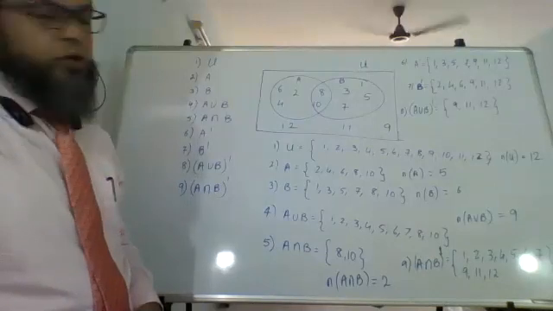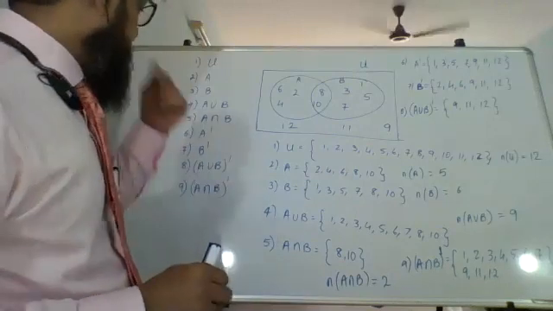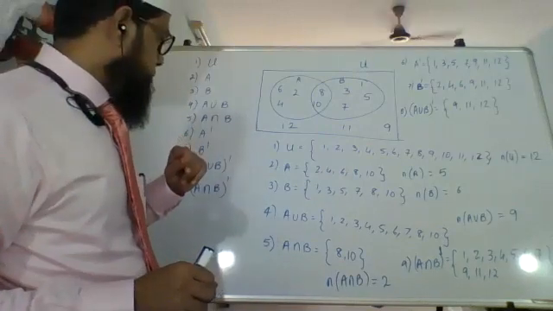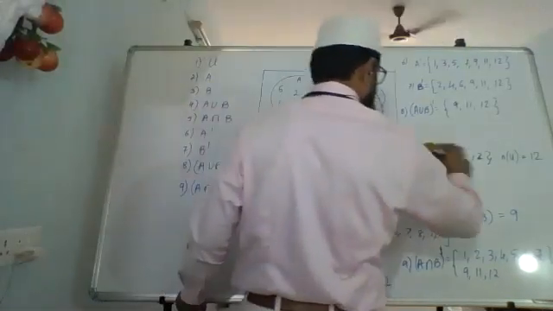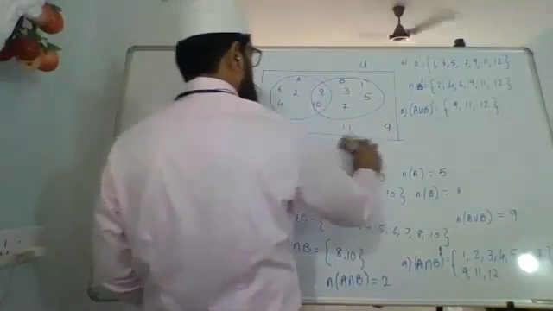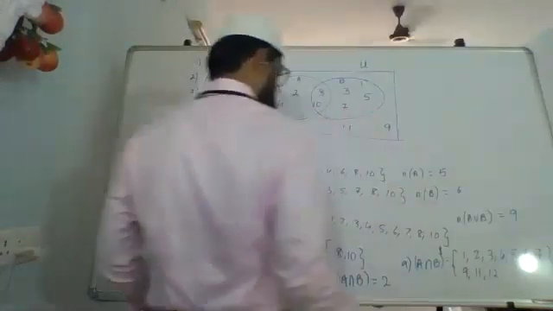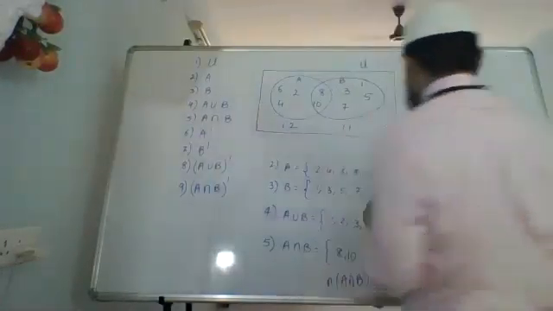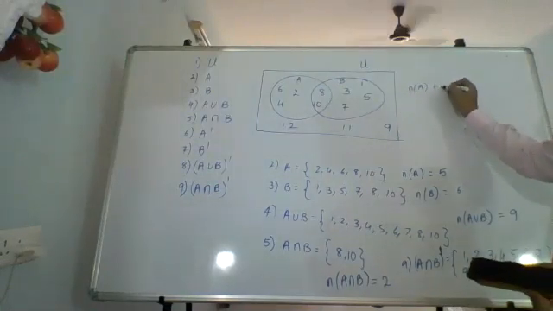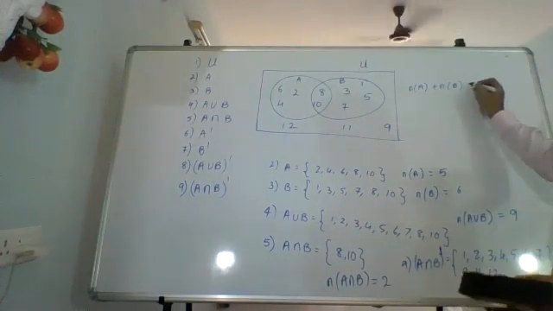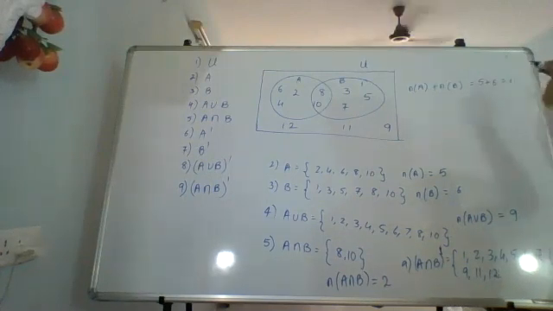Okay. So let's proceed. Now, what I'm going to show you is, let's understand from here only. Let's remove U for a while, and remove this also. Okay. Look at n of a plus n of b, which is 5 plus 6, which is 11.